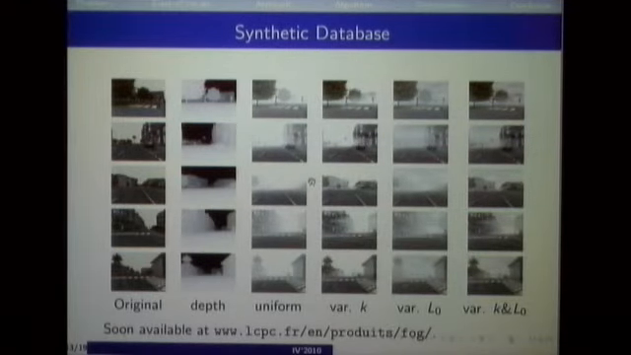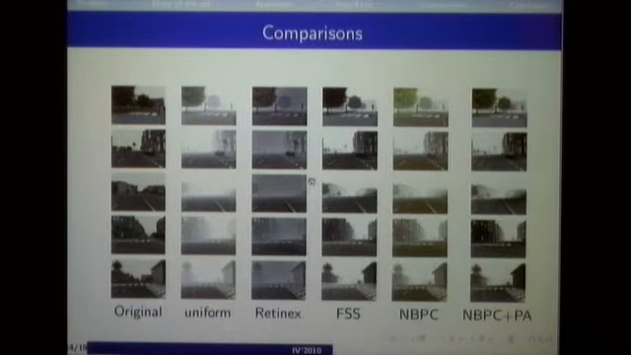The problem is that it's difficult to evaluate this algorithm, because it's difficult to have images with and without fog with the same lighting conditions. So we built a synthetic database. In the first column is the original image, then the depth map, and we added synthetic fog, uniform or non-uniform fogs. This database will soon be available at the following web address. And from this database, we are able to do a comparison between different kinds of algorithms.